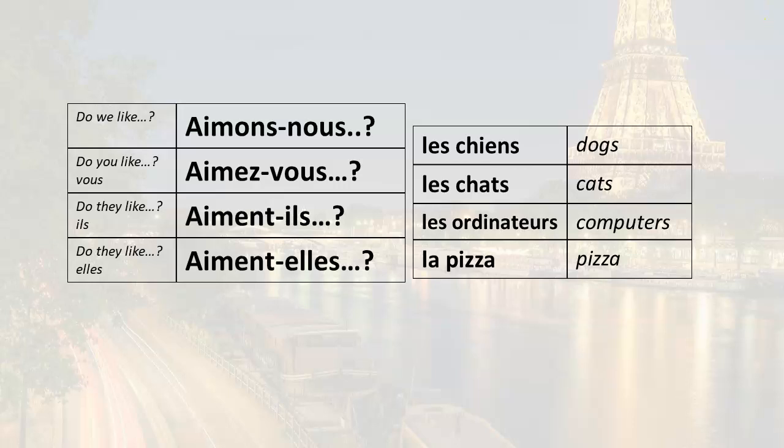Okay, so let's put that together with our nouns. If we want to ask the question, do we like dogs? We would say, aimons-nous les chiens? Do we like cats? Aimons-nous les chats? Do we like computers? Aimons-nous les ordinateurs? Do we like pizza? Aimons-nous la pizza?